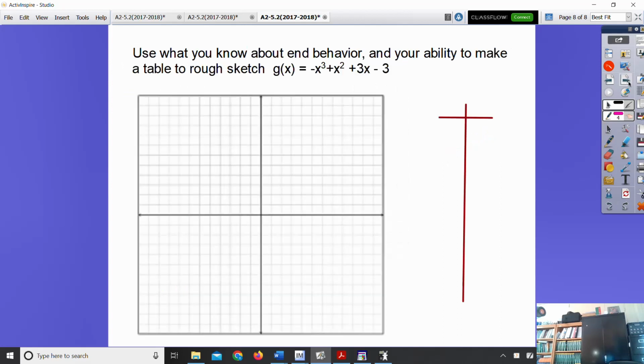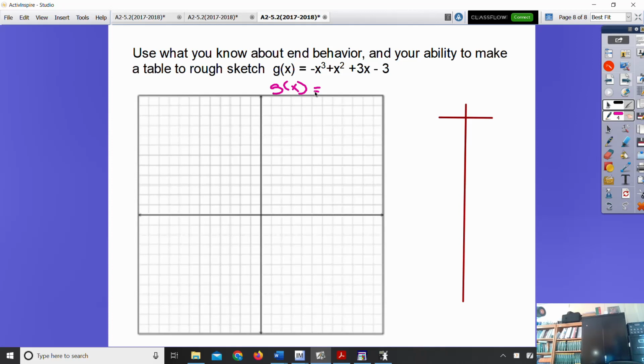See if we can get something graphed. Use what you know about end behavior and your ability to make a table to roughly sketch g of x equals negative x cubed plus x squared plus 3x minus 3. You're one of my smarter groups here, so I want to teach you something. I couldn't do it in the fourth period. Here's an introduction to factoring by grouping.